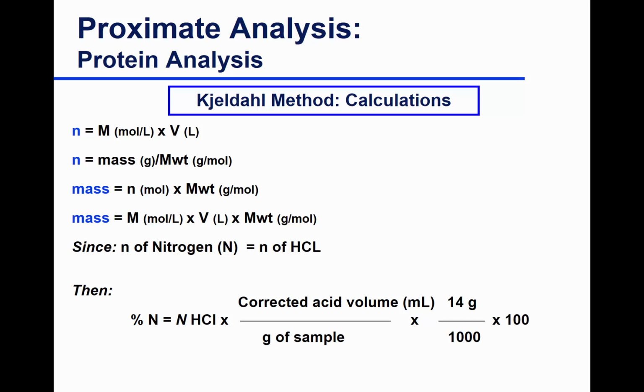And we say corrected because we always run a blank. You will be running a blank along with your sample because you want to correct for any nitrogen that comes from any reagent that you have used. So the corrected volume is basically the volume of the sample minus volume of the blank. And that's what you're going to be doing. Okay, so that is how we derived this equation. Any questions about how that equation came to be?